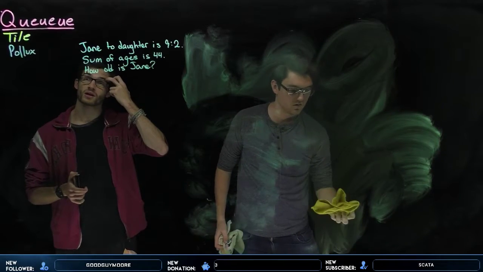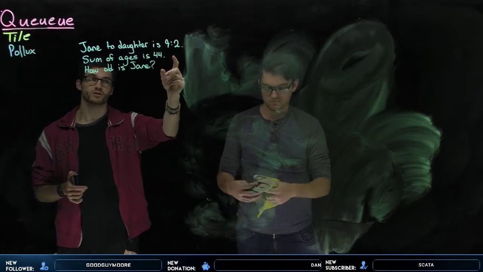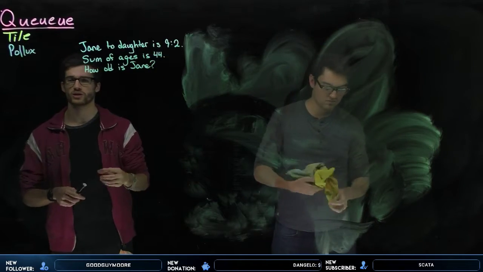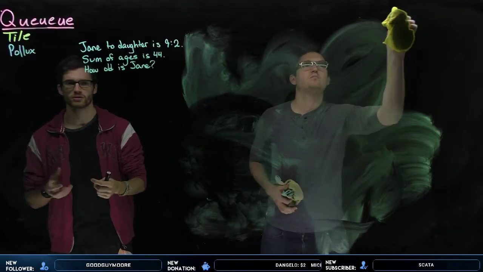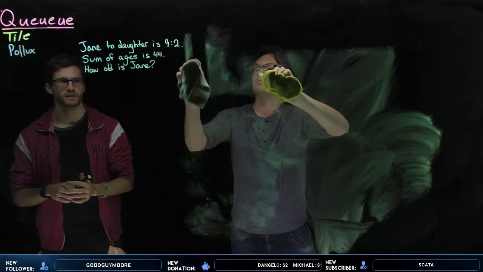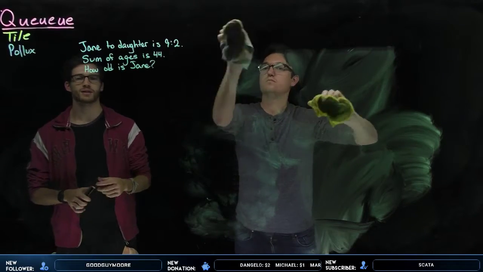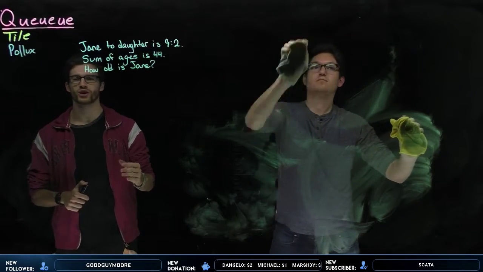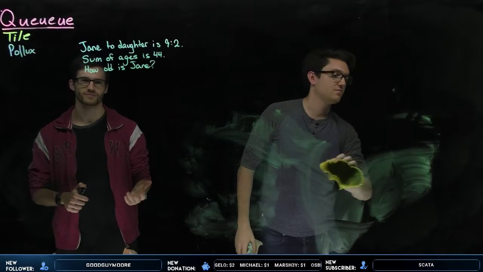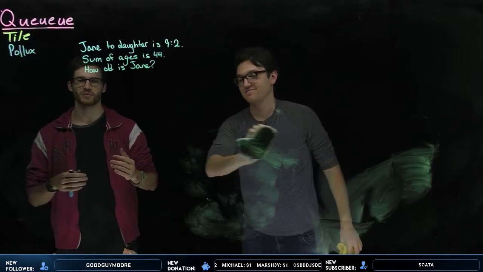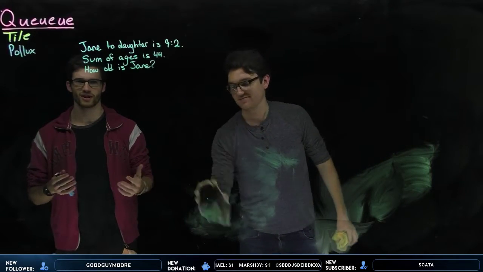If you think about ratios, you can take the basic ratio and just assume that those are the given numbers. So we can say that this doesn't make any sense, but when Jane was 9, her daughter was 2. That's not how people age, and also you can't have a daughter that's 2 when you're 9.